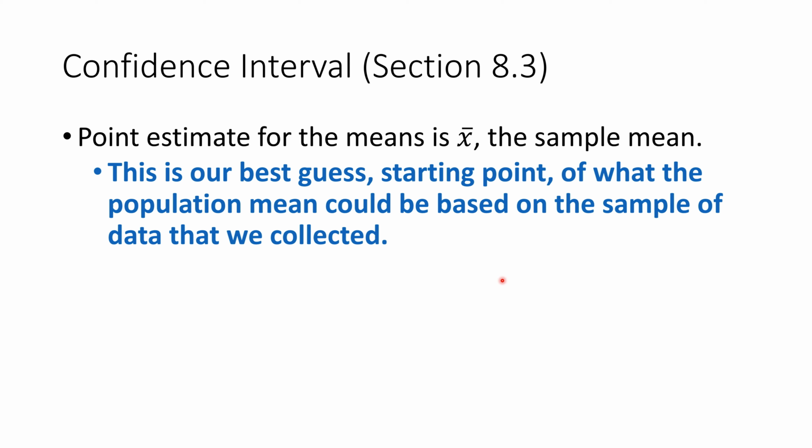Before we introduce the t-distribution, we need to talk a little about the confidence interval. The point estimate for the mean is x bar, the sample mean. This is our best guess. This is our starting point of what the population mean could be, based on the sample of data that we collected.